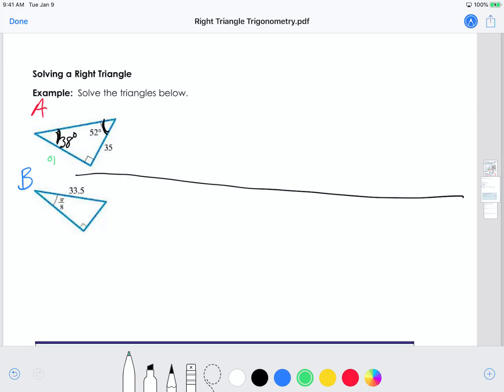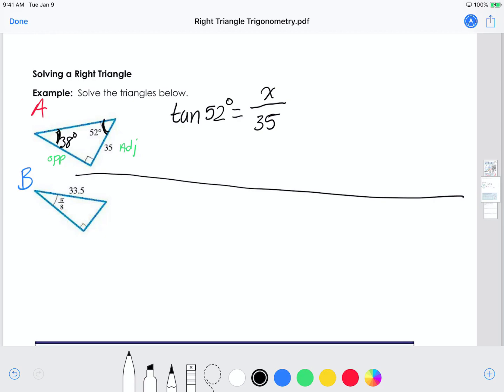So this would be the opposite side if I'm looking at the angle of 52. And then this would be the adjacent side if I'm looking at the angle labeled 52. So I know that the tangent of 52 degrees has to be, according to the definition of our trig ratios, opposite over adjacent. So since opposite is what we're looking for, I'm going to label that as x. And that's going to be over 35, because the length of my adjacent side is 35.